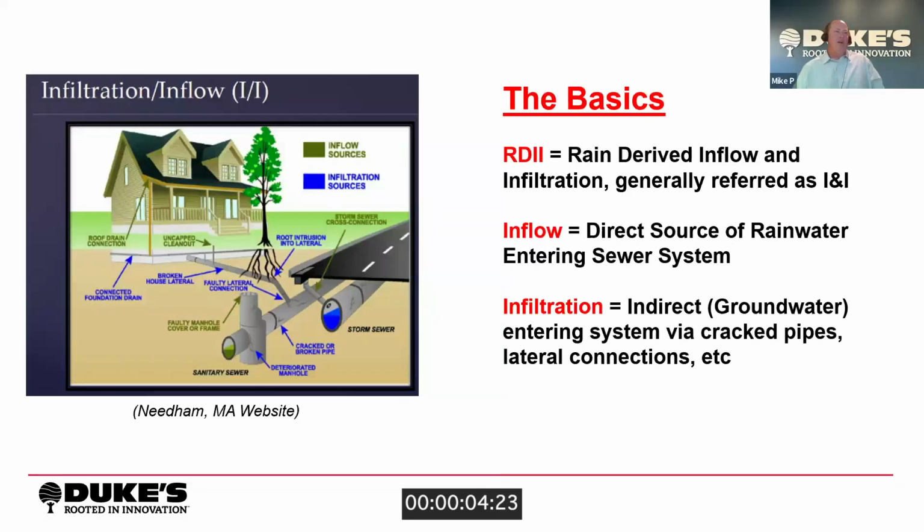I'm just going to jump right in. The basics here: RDII, or rain derived inflow and infiltration, generally referred to as I&I, and then breaking that down further, both inflow and infiltration separately. Inflow generally refers to a direct source of rainwater entering the sewer system, and infiltration is an indirect and, for the most part, groundwater entering the sewer collection system.